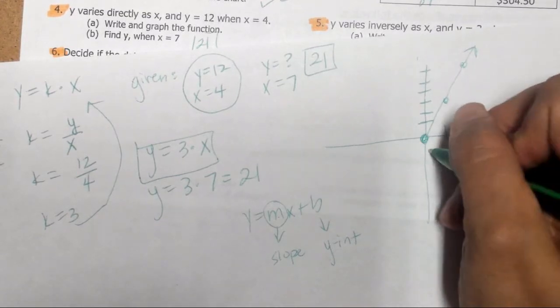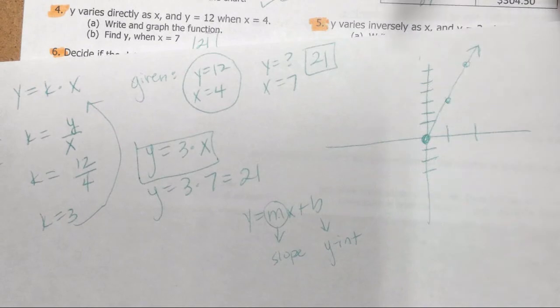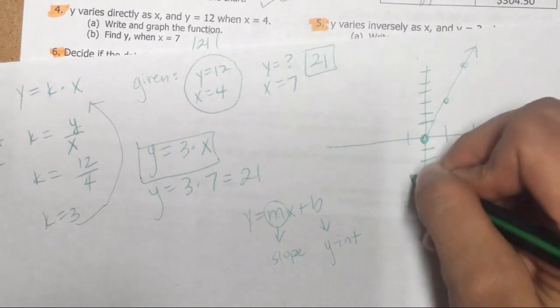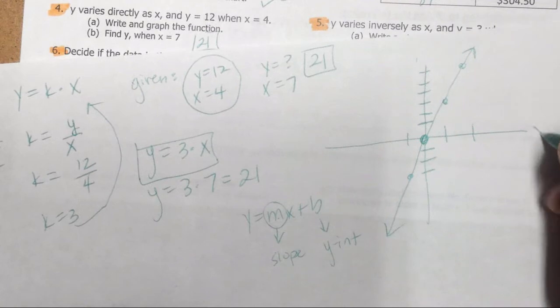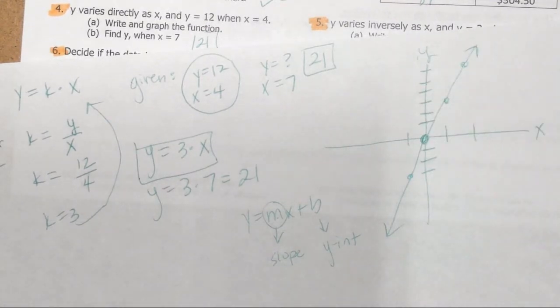So then I'm going to go down 3 and left 1. That's what my graph should look like.